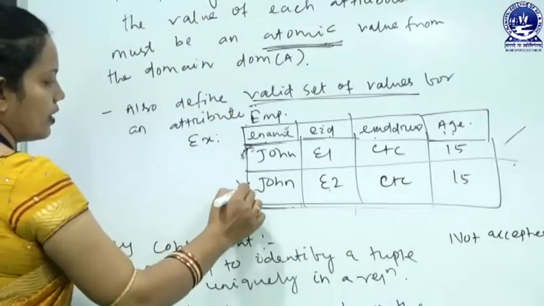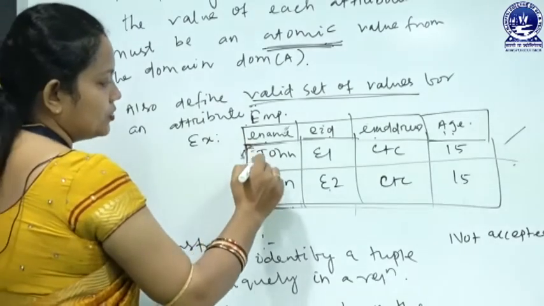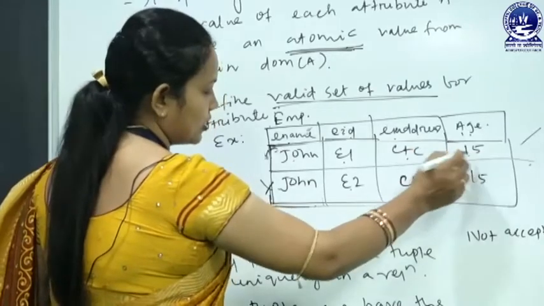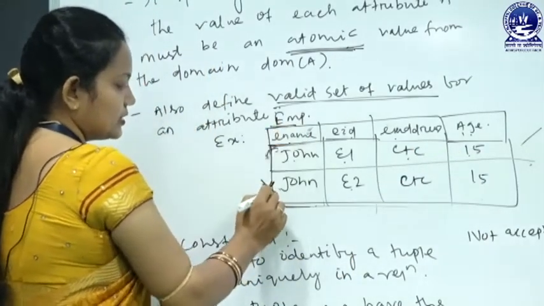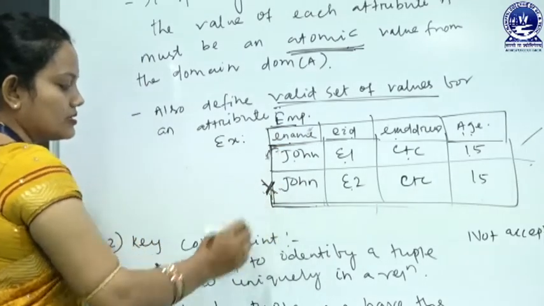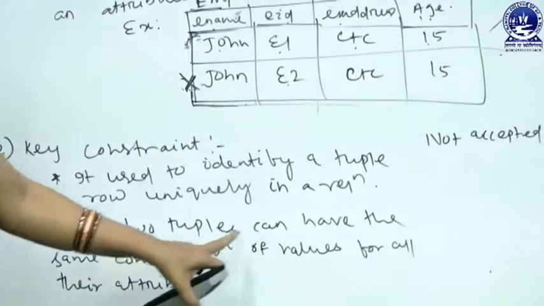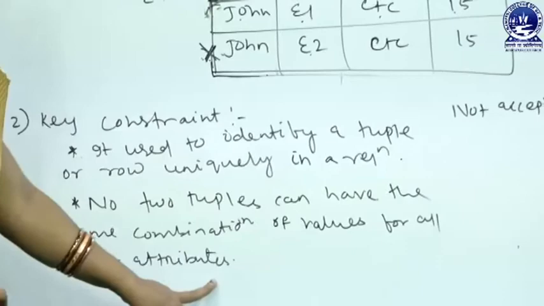So, this will violate the key constraint, because we already have a tuple with John, e-id 1, address CTC and age 15. So, this will not be accepted by the relation EMP, because it will not satisfy the key constraint property. As the key constraint defines, no two tuples can have the same combination of values for all their attributes.